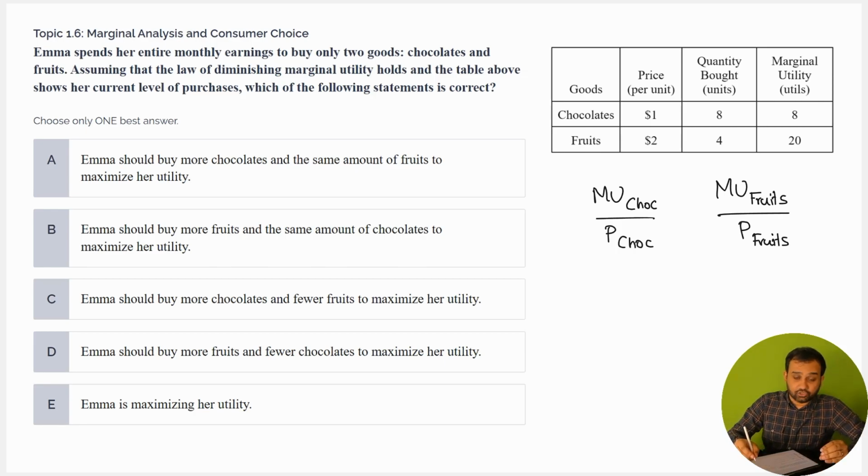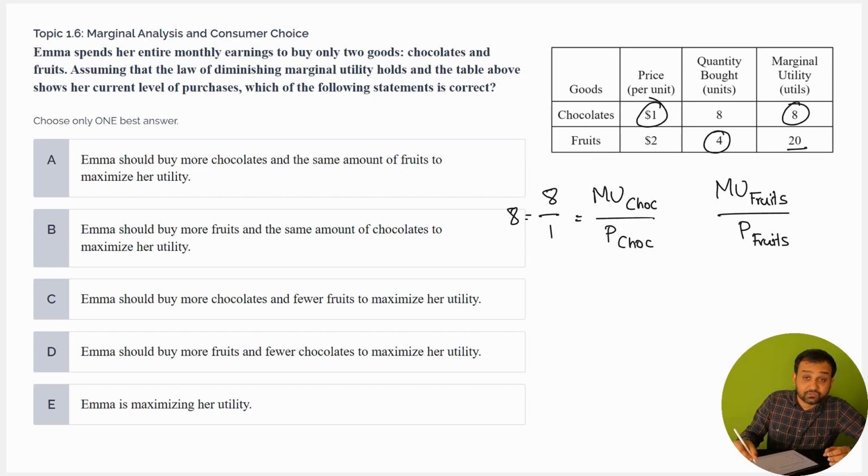Currently, Emma is buying 8 chocolates, and her marginal utility for the 8th chocolate is 8 utils, and the price of chocolate is $1. So that means her marginal utility per dollar from chocolates is 8 divided by 1, so that is 8. On the other hand, for fruits, she has bought 4 fruits, and her marginal utility for the 4th fruit was 20. And the price of the fruits is $2. So it should be 20 divided by 2, so that is 10. So that means per dollar spent, if she spends it on fruits, she gets 10 utils per dollar, whereas if she spends it on chocolate, she gets 8 utils per dollar.